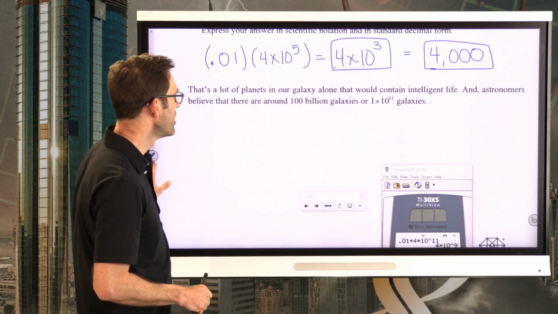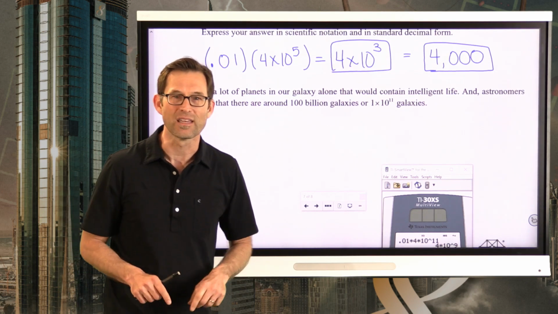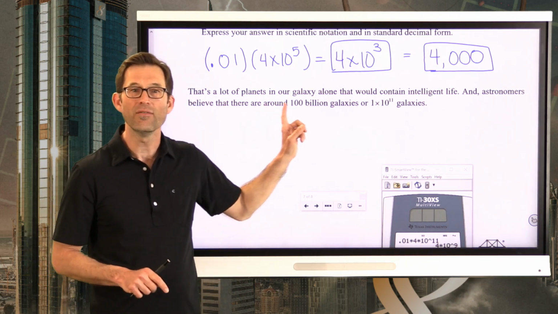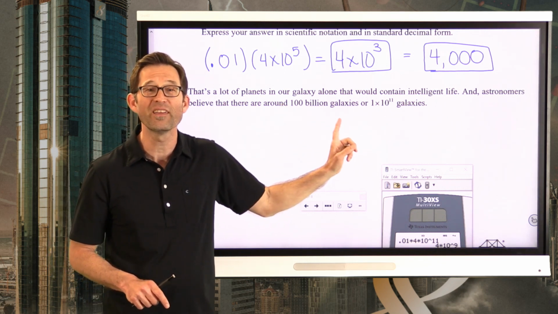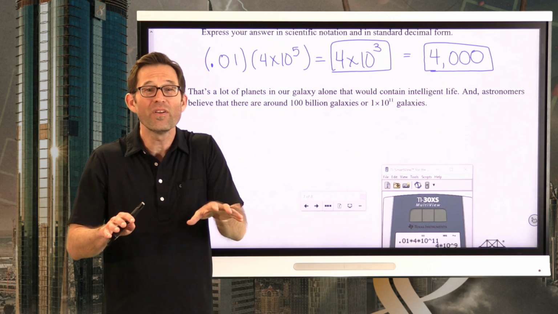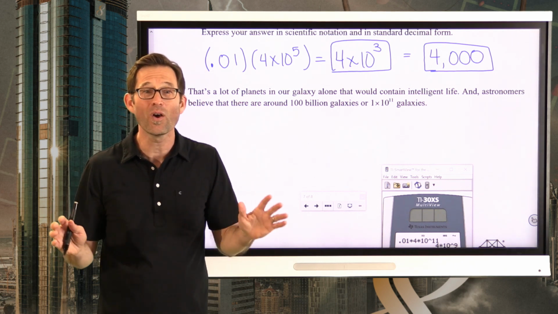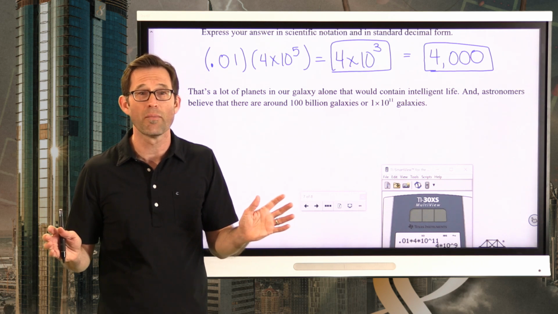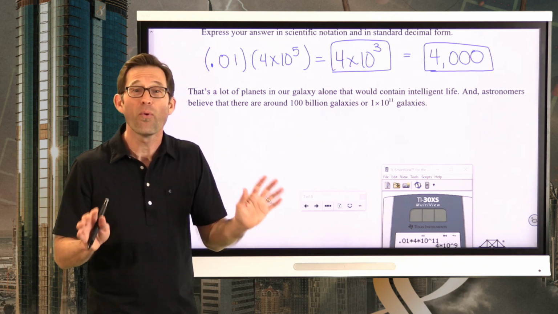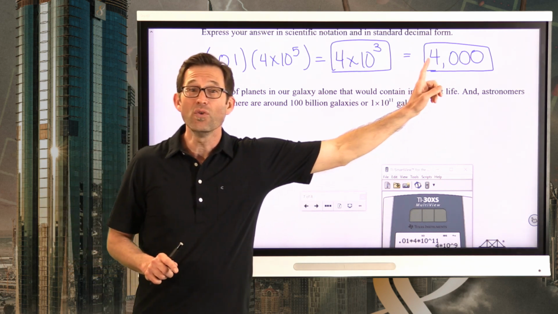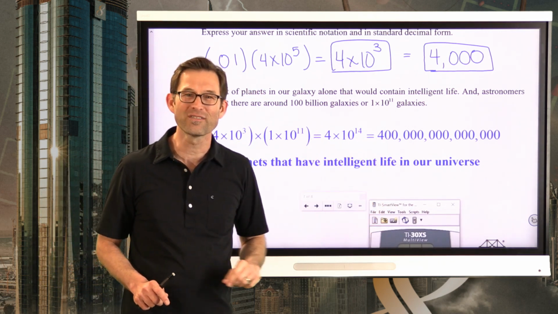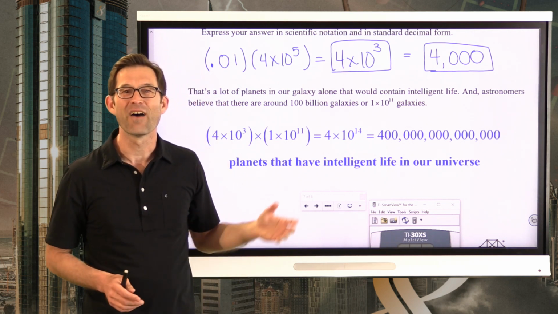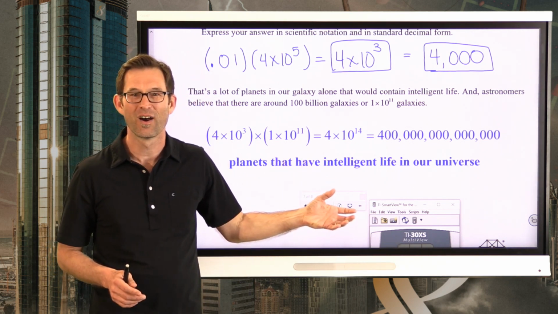And by the way, that's just our galaxy. Believe it or not, right, even though this would be a lot of planets, astronomers believe that there are around 100 billion galaxies, 100 billion Milky Ways in the entire universe. And apparently Thanos rules them all. Maybe not. But the point is, right, if you took that 4,000 and you multiplied it by this number, right, there'd be 4 times 10 to the 14th planets that have intelligent life in the universe, all right?